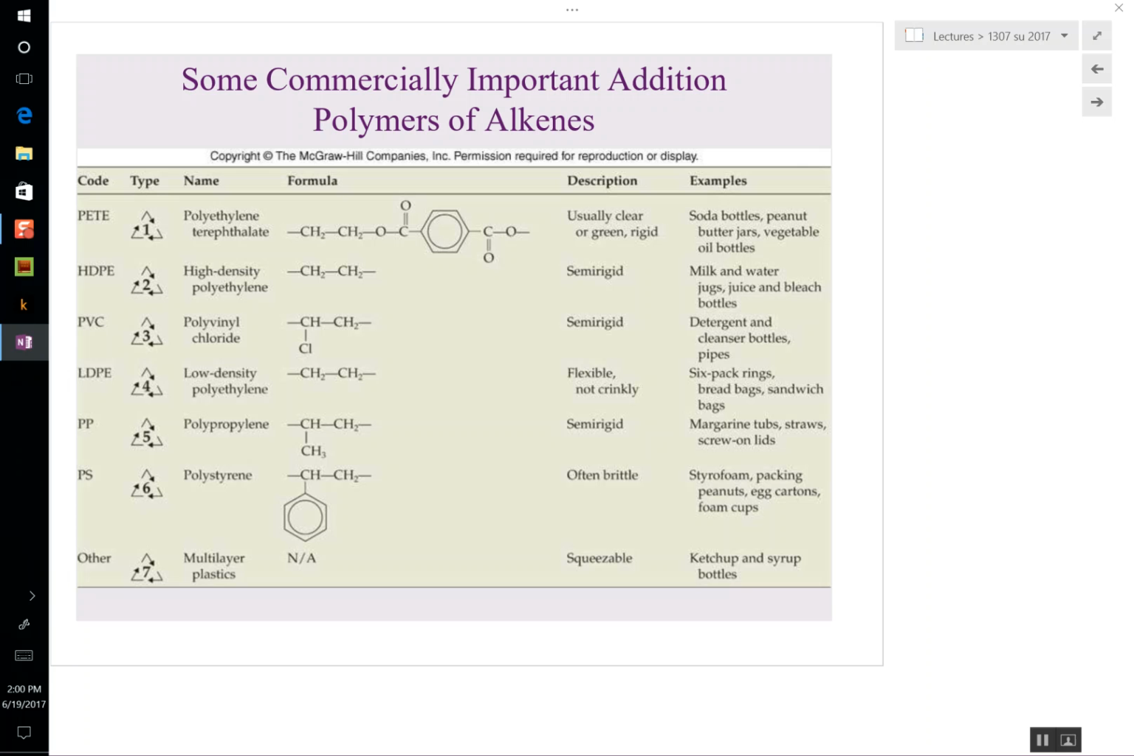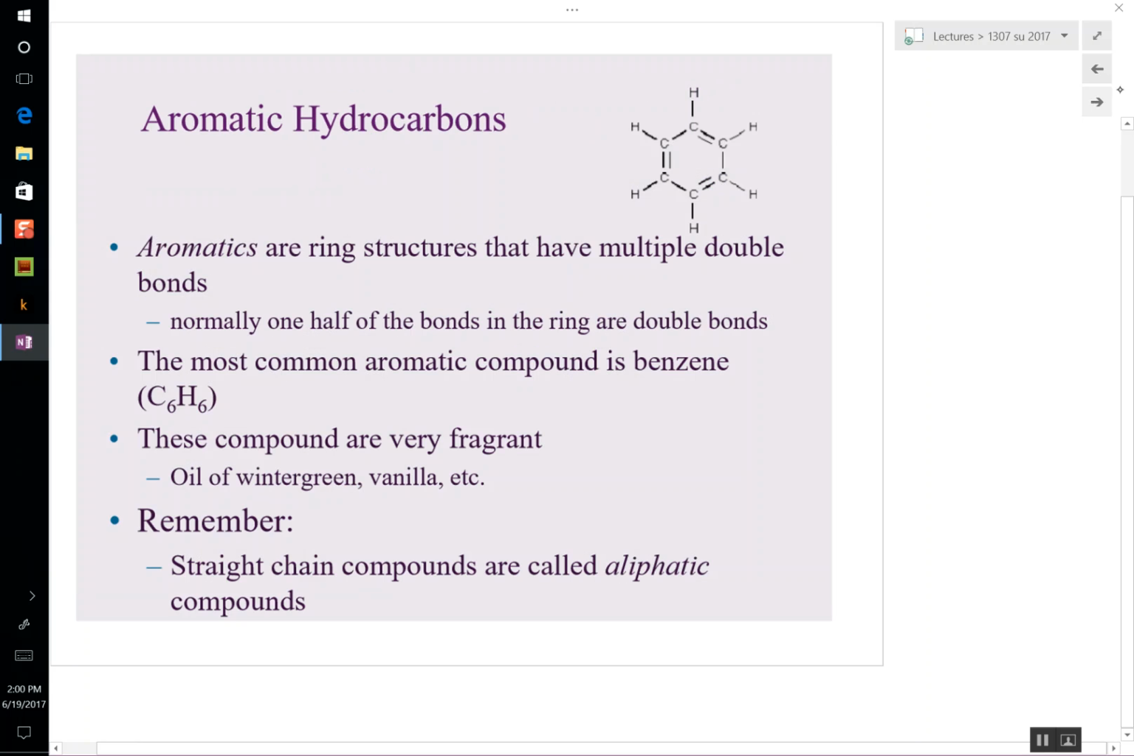So you really shouldn't be warming food up in any plastic that's labeled with 7. Better to do it in glass, actually. All right, we got a couple more things. Aromatics. Let's take a 5-minute break. We'll come back to aromatics, and then I'll let you finish your homework.